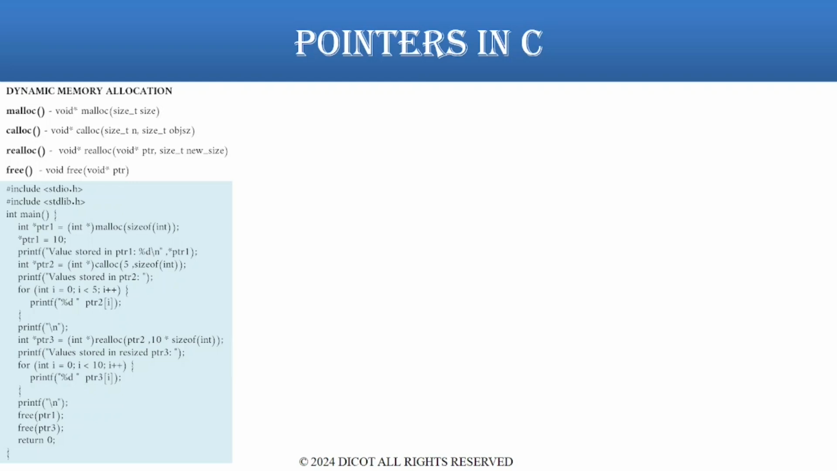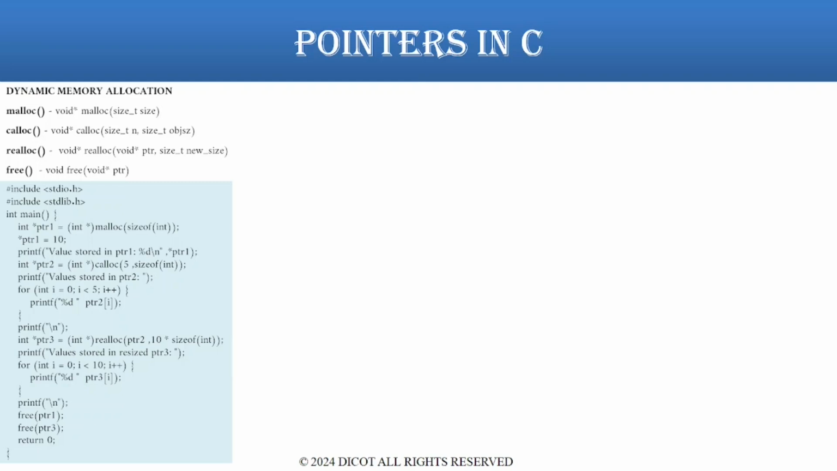Finally, using free, we are freeing up the space pointed by ptr1 and ptr3. We are not freeing up the space pointed by ptr2 because the realloc function takes care of freeing the space pointed by ptr2.